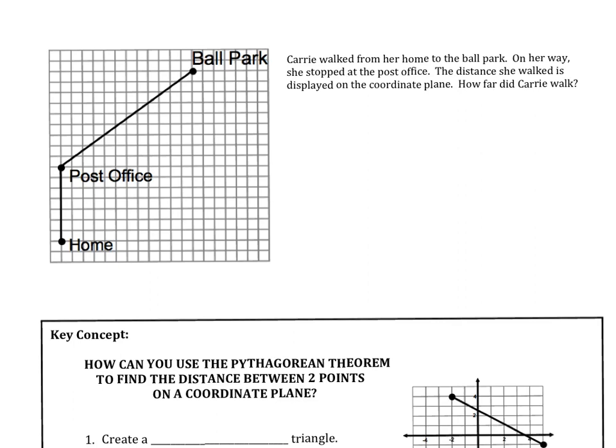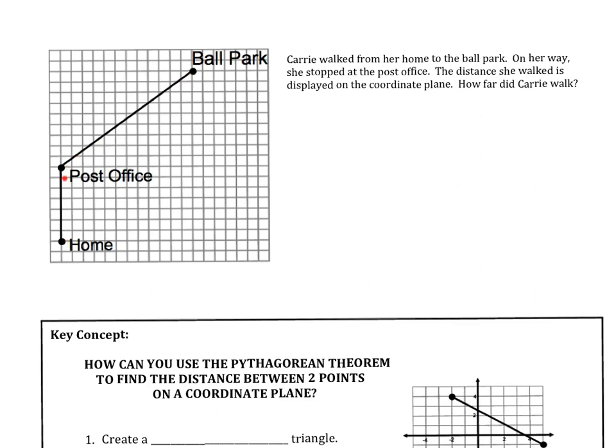This first one we're going to look at says Carrie walked from her home to the ballpark. So she's starting here and she's ending up here. On her way she stopped at the post office. The distance she walked is displayed on the coordinate plane. How far did Carrie walk altogether?